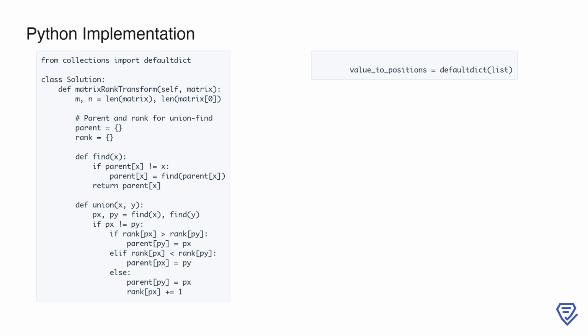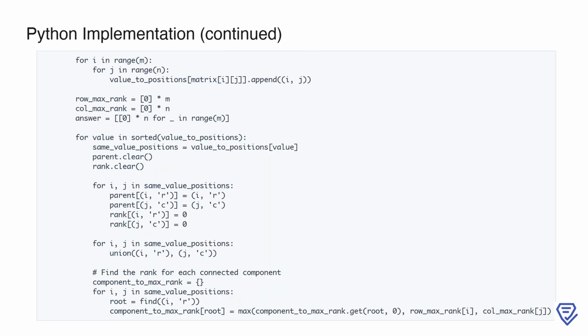Finally, we prepare a default dict called value_to_positions, which will group all matrix elements by their values, mapping each value to the list of its coordinates in the matrix. We populate the value_to_positions dictionary by iterating over each element in the matrix. For each value, we append its row and column indices as a tuple. Next, we initialize row_max_rank and col_max_rank arrays to track the maximum rank assigned so far for each row and column. We also create the answer matrix, initialized to 0, to store the final ranks.